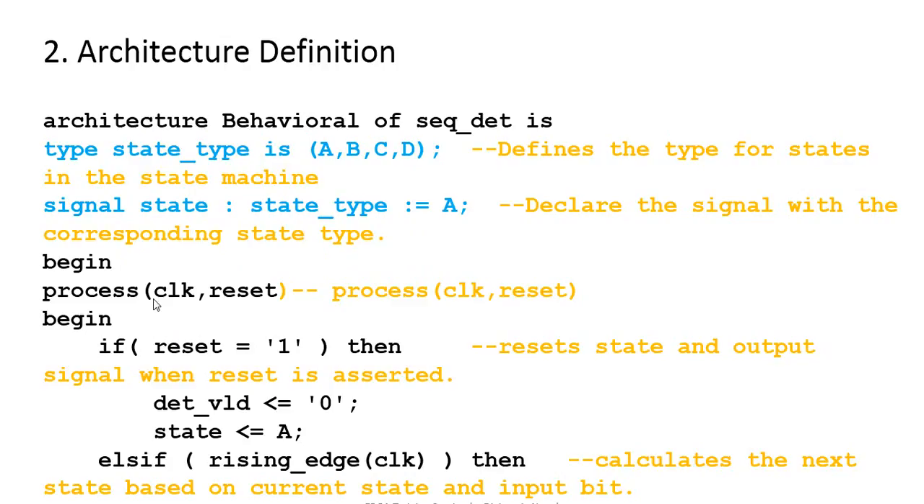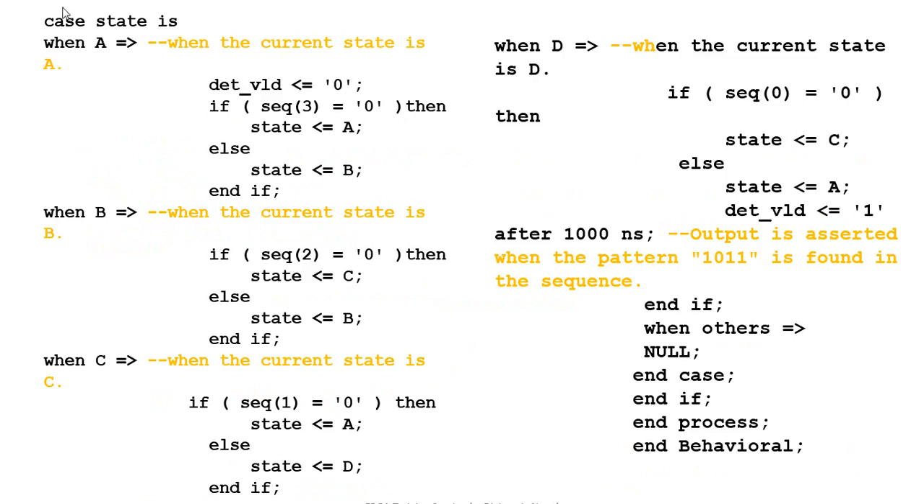Then it will start. This will check the process. The process consists of clock and reset, because these are two inputs. Sequence detection is also an input, but it is not included here, so this is only the two-signal sensitivity list. So process begin. If reset is high, meaning reset is pushed, then detection will be zero and the state will start from A. Else if rising edge of clock, then it will move on to case. Case state: when the value of state is A, then what happens?